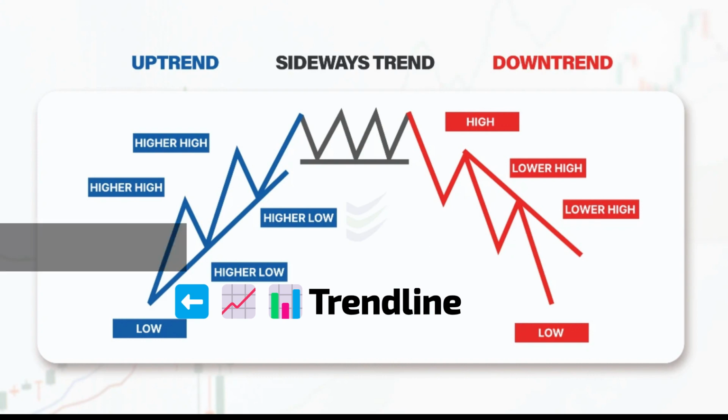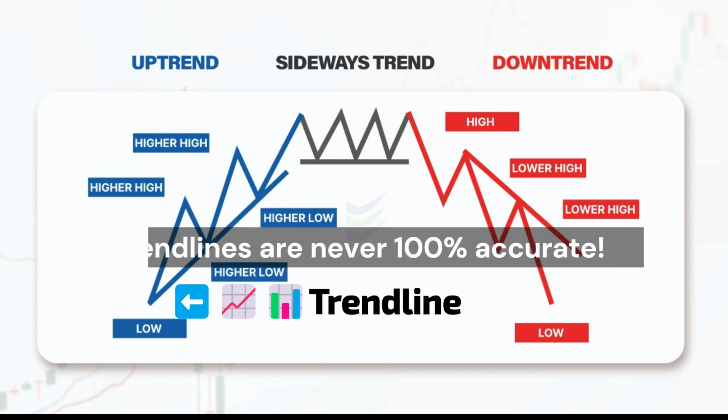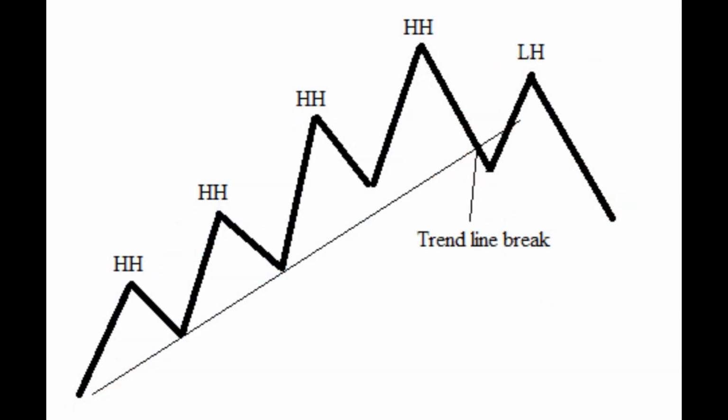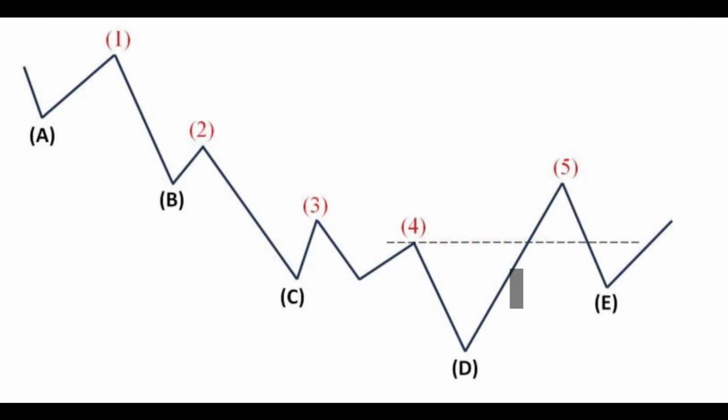But trend lines are never 100% accurate. These two trends can be reversed. For example, the price is having an uptrend, and then the next low may break below the last higher low. A new lower low will be formed, and the price will downtrend from there. And that's called a trend reversal. It's vice versa if it's from a downtrend to an uptrend.